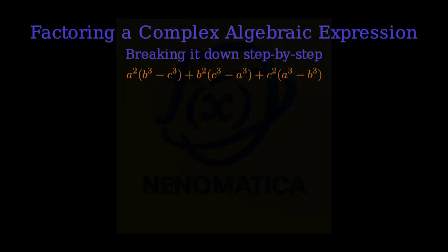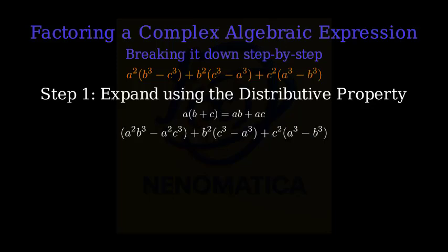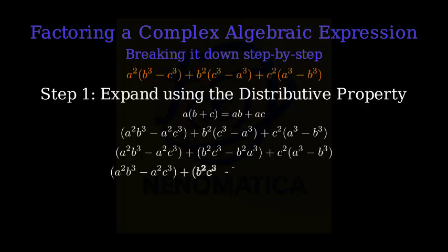The first step in any factorization problem is to expand the expression using the distributive property. We'll apply the distributive property to each term. For the first term, a squared times (b cubed minus c cubed) becomes a squared b cubed minus a squared c cubed. For the second term, b squared times (c cubed minus a cubed) becomes b squared c cubed minus b squared a cubed. And for the third term, c squared times (a cubed minus b cubed) becomes c squared a cubed minus c squared b cubed.